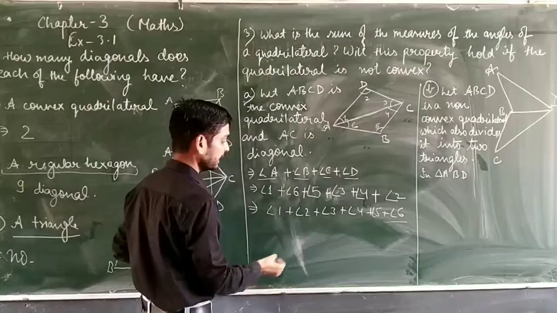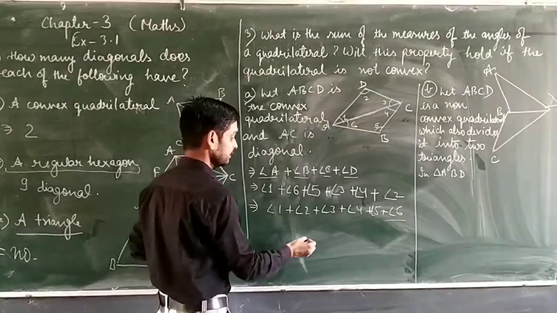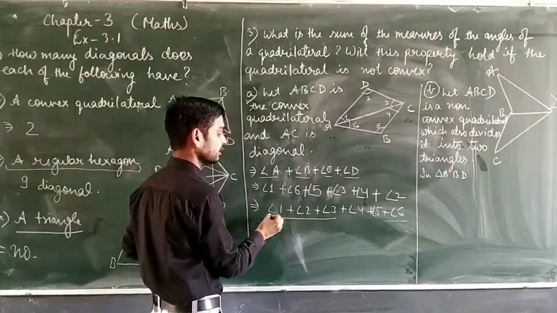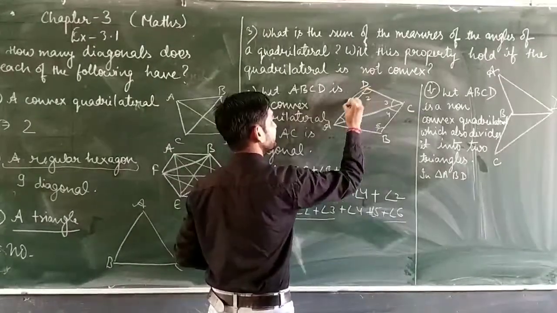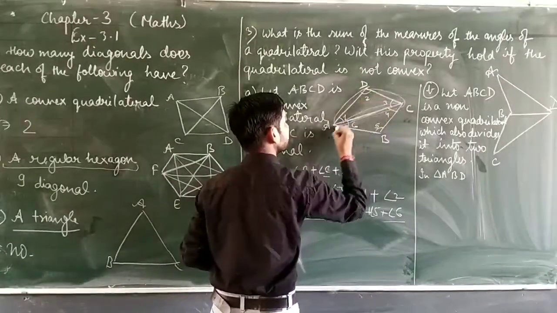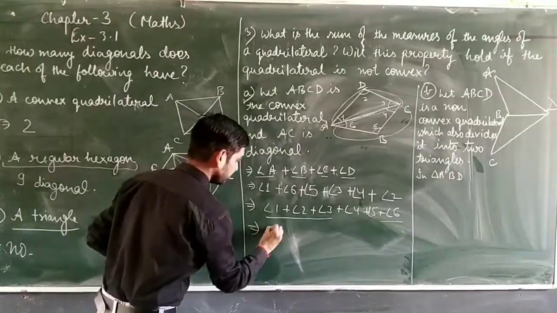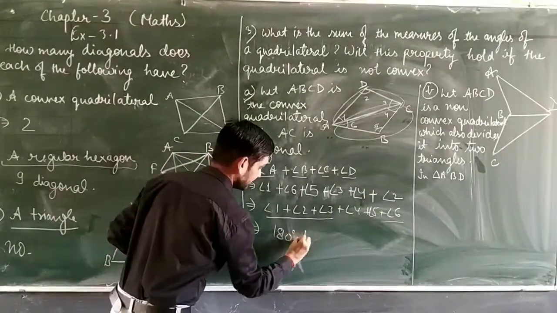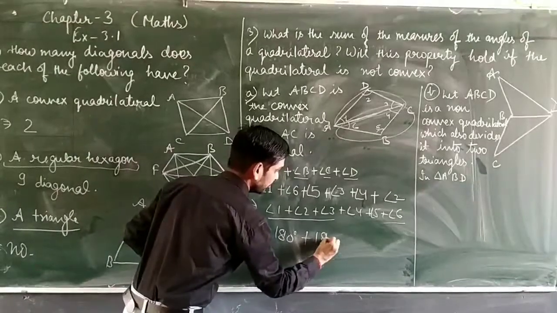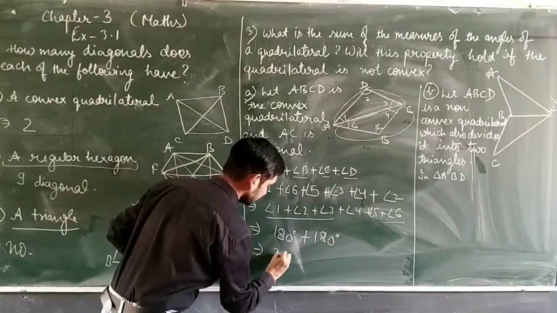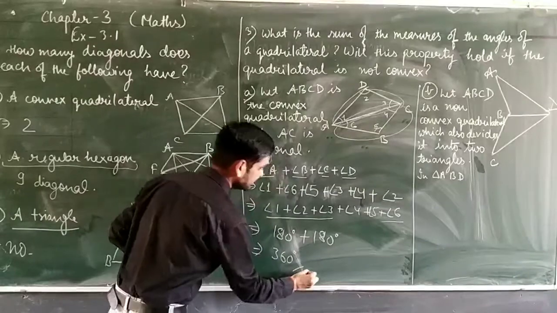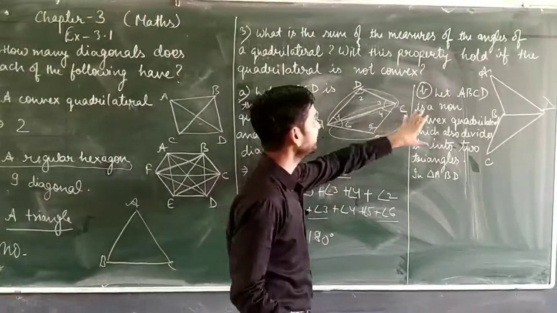And you know about the angle sum property of a triangle. The sum of 3 angles of a triangle is, you can see this is also a triangle and this is also a triangle. The sum of 3 angles of a triangle is 180 degree. That means 180 degree plus 180 degree. What will be the answer? 360 degree. Hence proved.